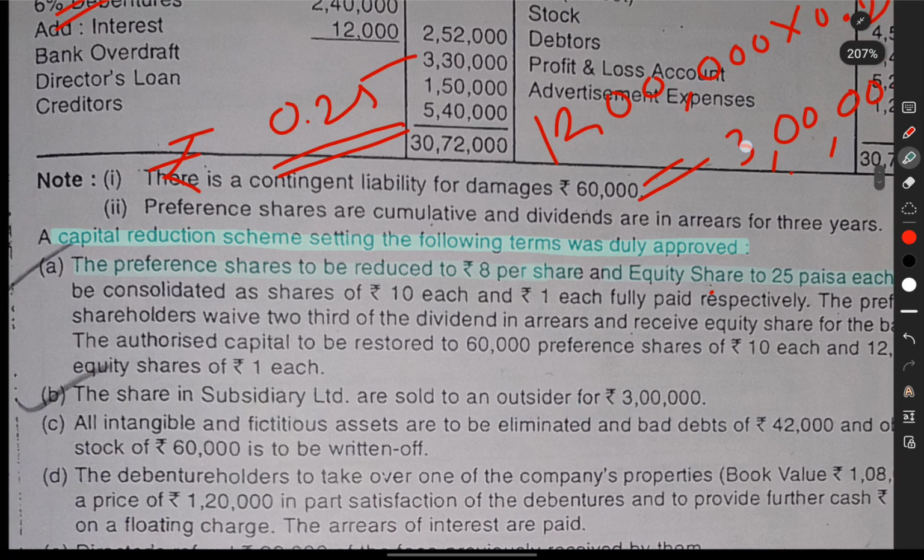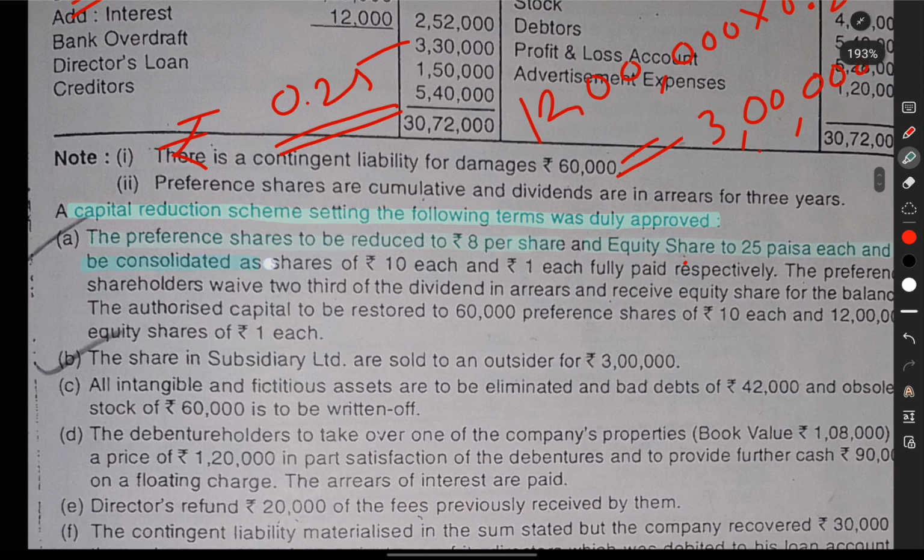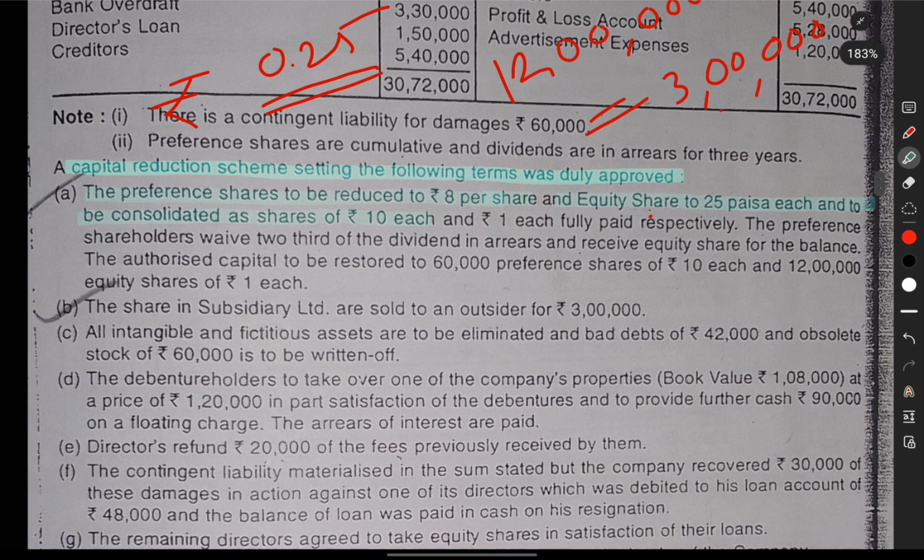Next part, to be considered as shares of rupees 10 each and 1 each fully paid respectively. The preference shareholders waive 2/3 of the dividends in arrears and receive equity shares for the balance. So here is the adjustment.